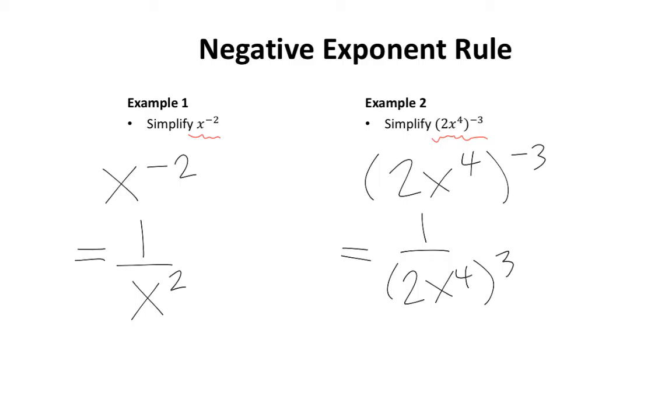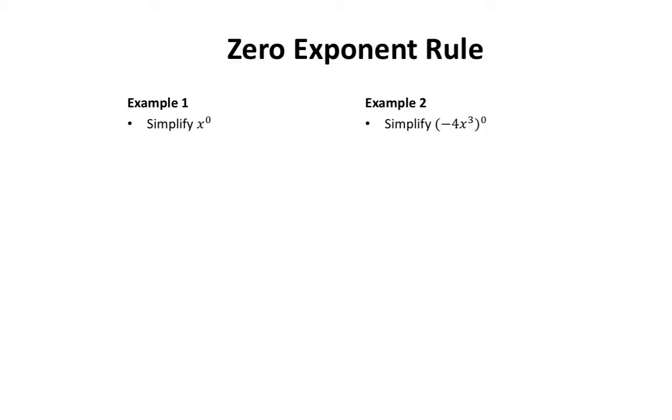And at this point, you can use your power of a power rule, which we used in the previous question. Therefore, 2 to the power of 3 is 2 times 2 times 2, which is 8. And x to the power of 4 raised to the power of 3 is x to the power of 12, because we want to multiply those exponents. Therefore, my final answer is 1 over 8x to the power of 12.